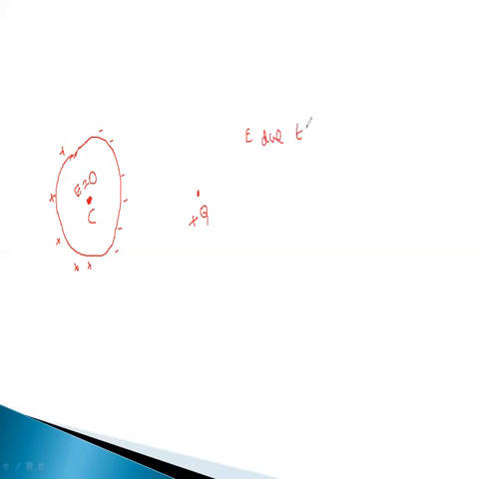E bar due to capital Q, how much will it be? 1 by 4 pi epsilon naught Q by distance square. What was the distance we mentioned from C to this point Q? That is taken as small r. So the electric field is 1 by 4 pi epsilon naught Q by small r square, towards left. Why? Because this is a positive charge, and the electric field is always away from a positive charge. So towards left it will act.